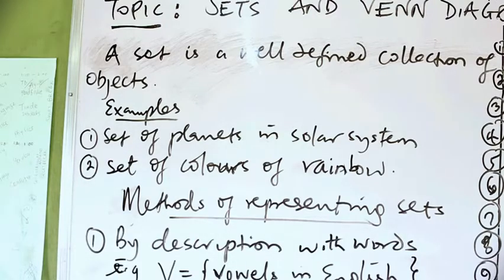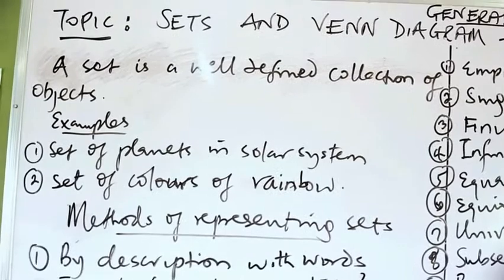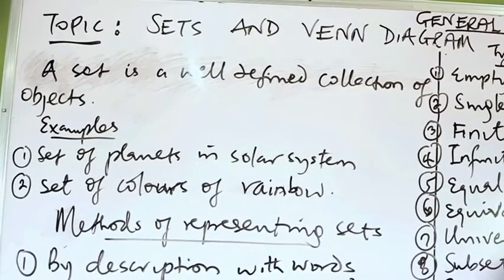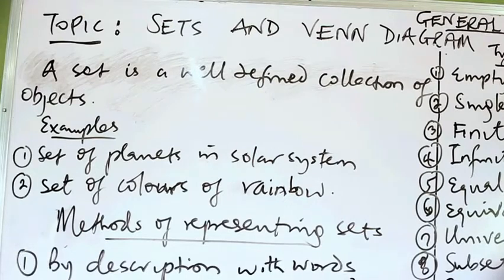For example, in the first one, set of planets in solar system, everybody knows that solar system is made up of planets, 8 planets in it. And these are well known, starting from Mercury to Venus, to Earth, to Mars, to Jupiter, to Saturn, to Uranus, to Neptune, and to Pluto.